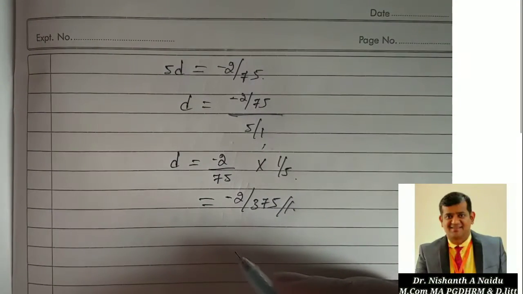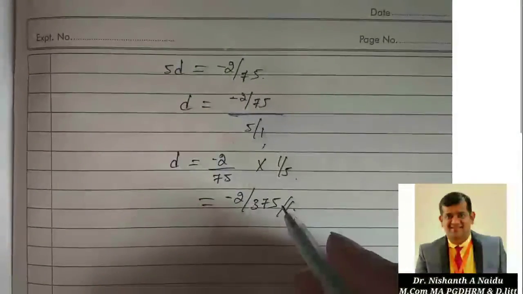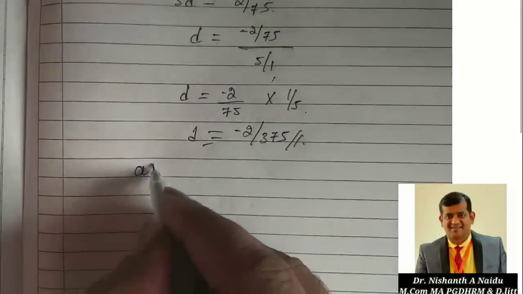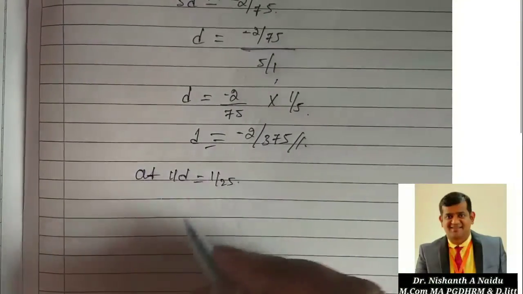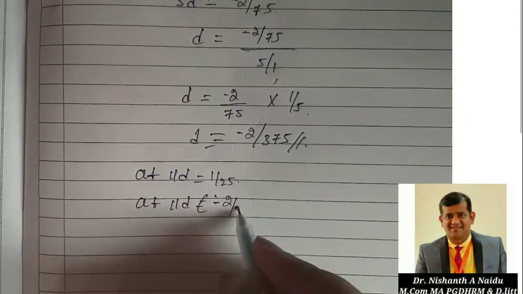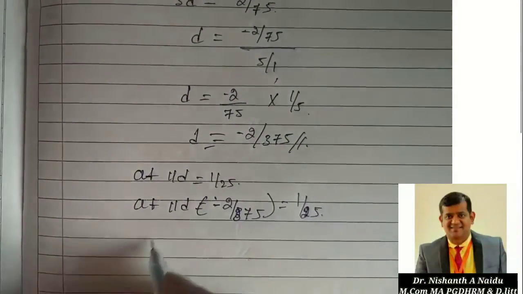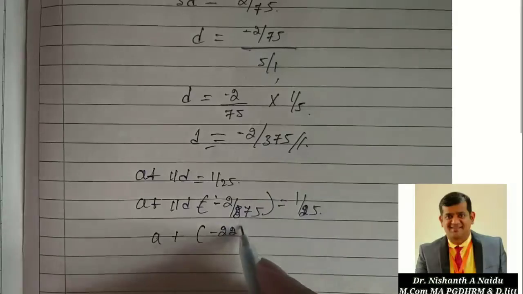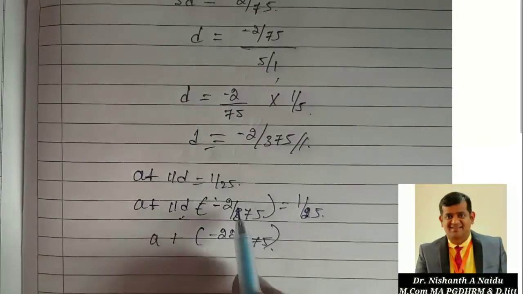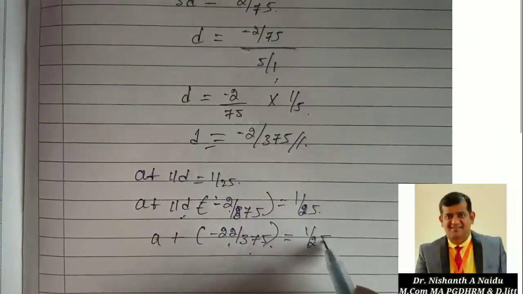Now with this we have to find a and d, right? Just now we have identified d, so by substituting this value, let us find a. a plus 11d equals 1 by 25, so a plus 11 into minus 2 divided by 375 equals 1 divided by 25. 11 twos are 22, so a minus 22 divided by 375 equals 1 divided by 25.